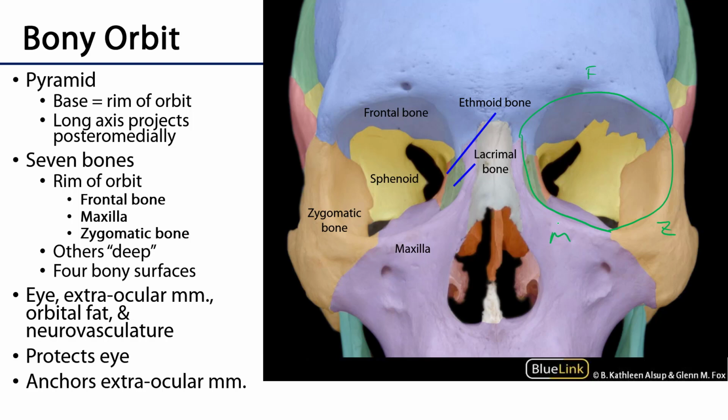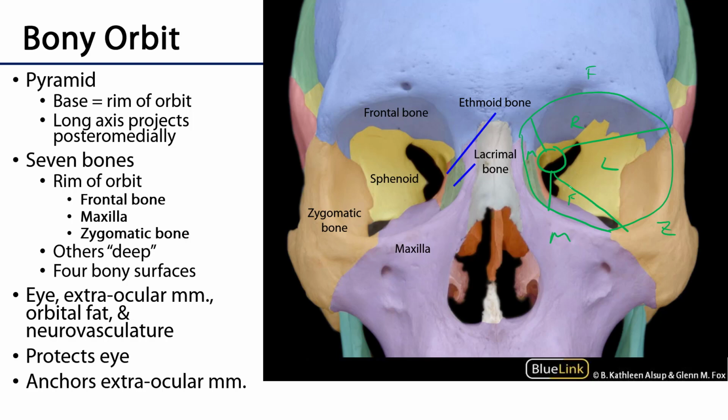Now, the four sides of the pyramid are going to be conveyed from that rim towards an apex, which is posteromedial. So for instance, we have the roof of the orbit, the lateral wall of the orbit, the inferior or floor of the orbit, and then the medial wall. So here is the medial wall, there is the roof, there is the lateral wall, and there is the floor.